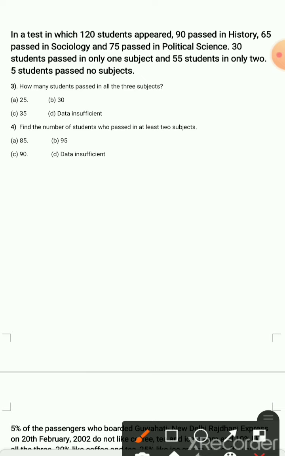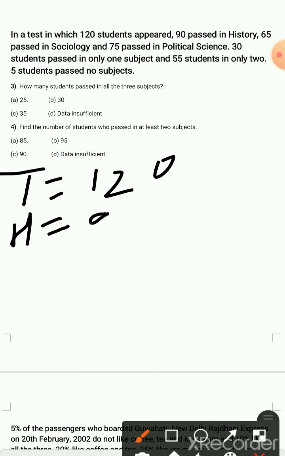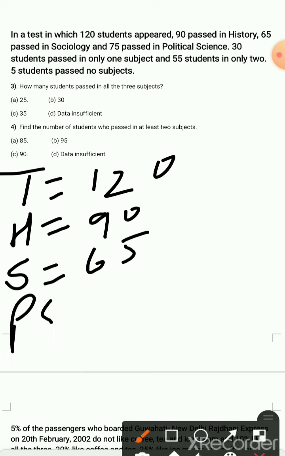So the first question: in a test in which 120 students appeared, the total number of students is 120. 90 students pass in history, 65 pass in sociology, and 75 pass in political science.